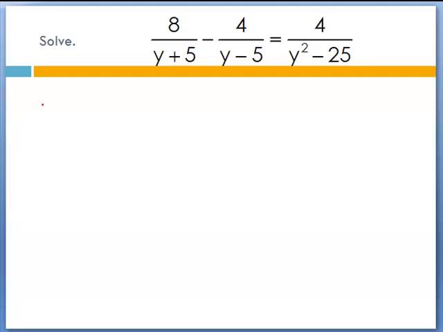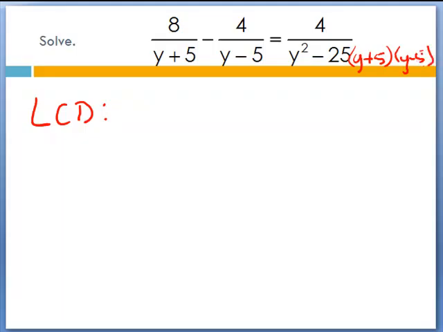And our LCD, let's look at it. We have a y plus 5, we have a y minus 5, and then we have the y squared minus 25. Now the y squared minus 25, we want to factor that. That's a binomial, two terms, it's a difference of squares. This factors out to be y plus 5 times y minus 5.